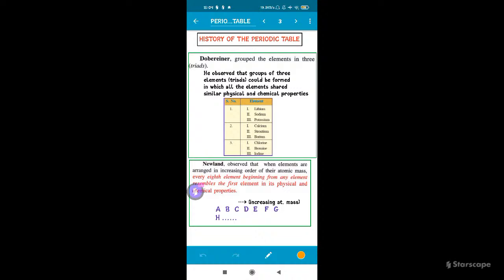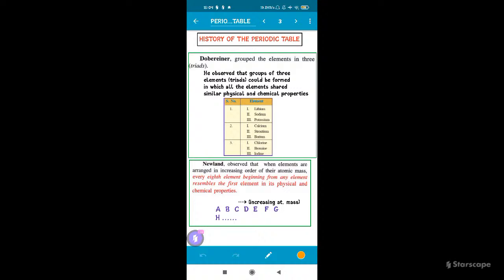As a result, there were many such elements which he arranged in groups of three, and therefore it was known as Dobereiner's triads. But what was the problem in this case? This arrangement was not applicable to the other elements. As a result, his grouping of triads was not applicable in the near future.